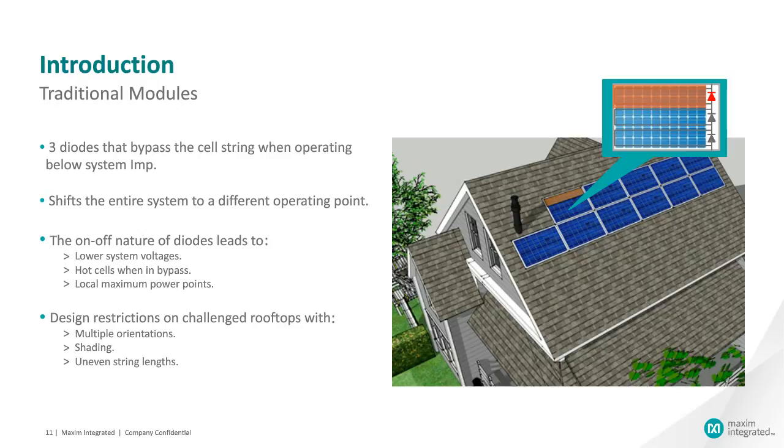So to address the problems that occur because of these conditions, we normally design our systems away from these conditions. So we don't design systems with multiple orientations. We don't design systems with shading intentionally, and we don't design with uneven strings.